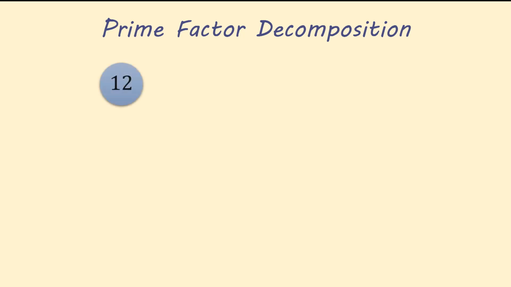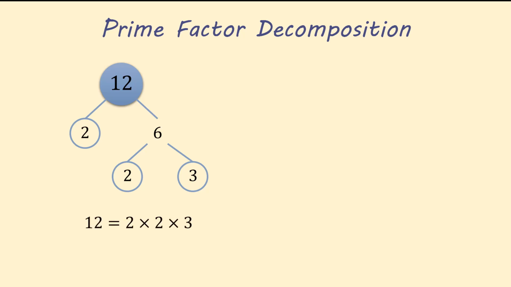Let's start with 12 again. We already know that 2 times 6 is 12, so we can write 12 with its factors of 2 and 6. 2 is a prime number, so we can circle this. This means we've found a prime factor of 12. 6 is not a prime number, but we can write 6 as the product of 2 and 3. Now both 2 and 3 are prime, so we can circle these too. We can therefore write 12 as 2 times 2 times 3, or 2 squared times 3.